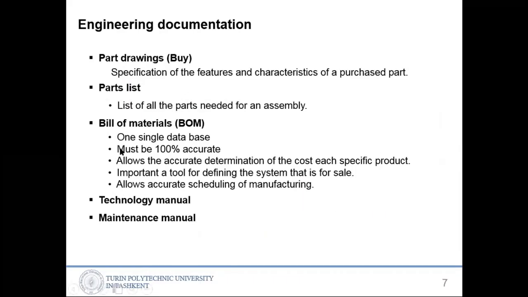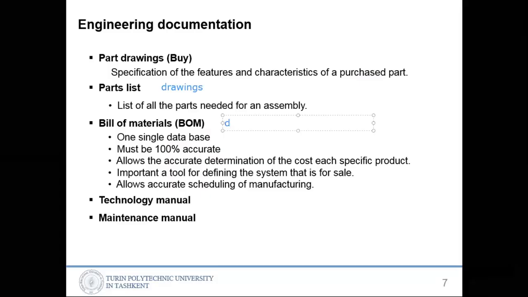Bill of materials. A bill of materials is similar to the part list, but it will have a database. You can find it in the database in the computer. Normally we use the bill of materials. The part list you can find in the drawings. Same thing, but the bill of materials you can find in a database, DB, in the computer.